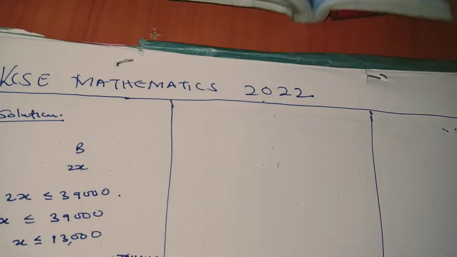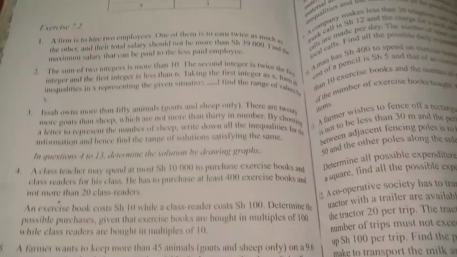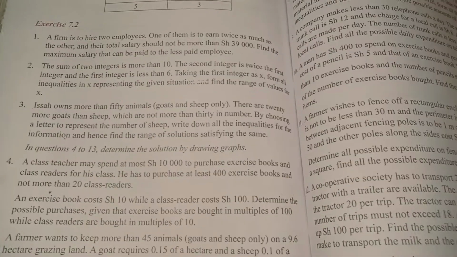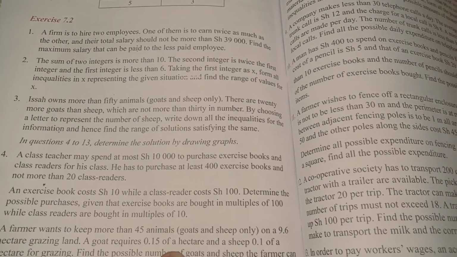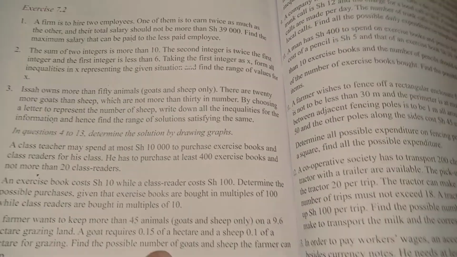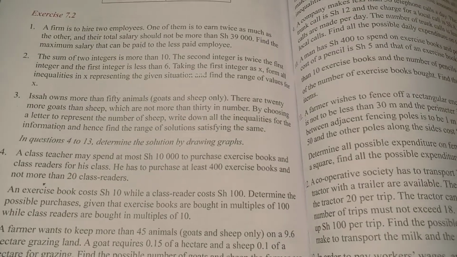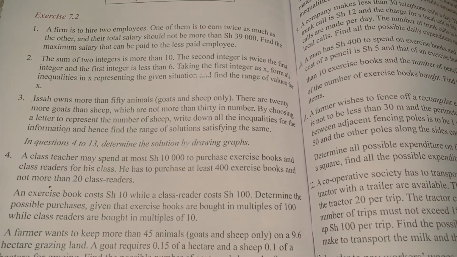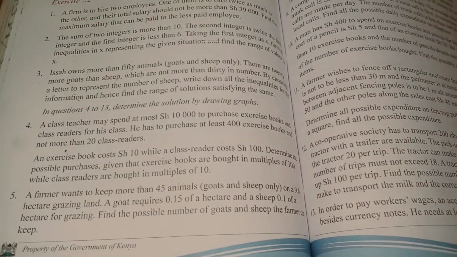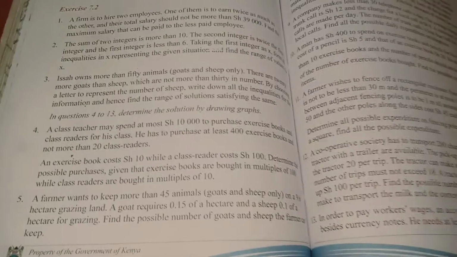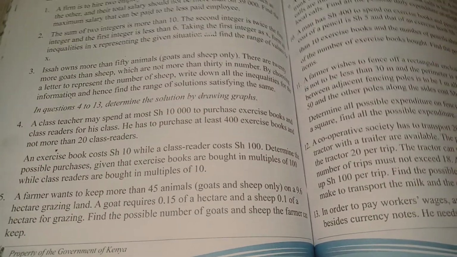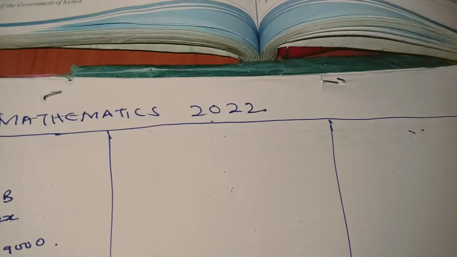Question number 2 says the sum of 2 integers is more than 10. The second integer is twice the first integer, and the first integer is less than 6. So taking the first integer as x, form all inequalities in x representing the given situation, and find the range of values for x. Okay, so you know what an integer is. Of course, a whole number which can either be negative or positive, and in this case we are going to take the first integer at the solution tab.